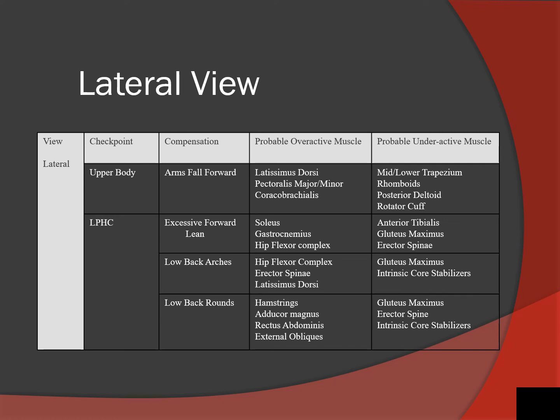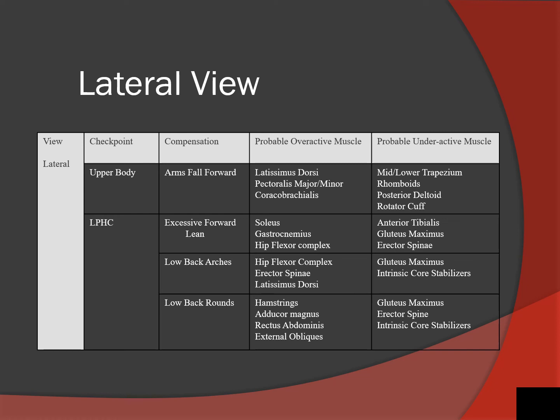Also with the lumbopelvic hip complex, that excessive forward lean, which is definitely the one I see the most, typically overactive in the soleus, the gastrocnemius, and the hip flexor complex. Really, they're firing too much, so I want to inhibit those with foam rolling and stretching. And the underactive muscles, the ones I really want to fire up, are the anterior tib, gluteus maximus, and the erector spinae. So you can see how this is kind of coming together now, where we can look at what's firing up when it shouldn't be, and what isn't firing when it should be.